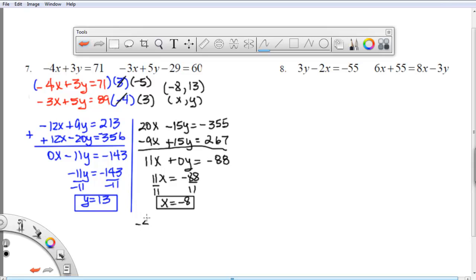So I have a negative 4, my x is a negative 8, plus 3 times y, which is 13, and that's supposed to be equal to 71. So let's just evaluate this. Let's do the arithmetic here. Negative 4 times negative 8 is positive 32. 3 times 13 is 39. That's supposed to be equal to 71. So let's simplify this. 32 plus 39 is 71. 71 equals 71. So yes, it checks out as a solution.